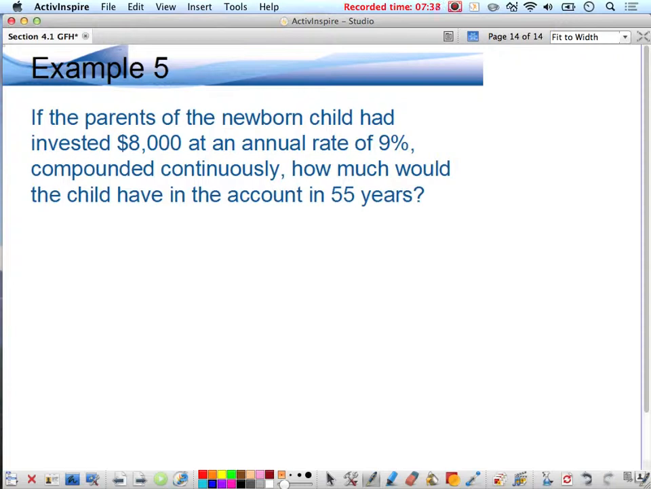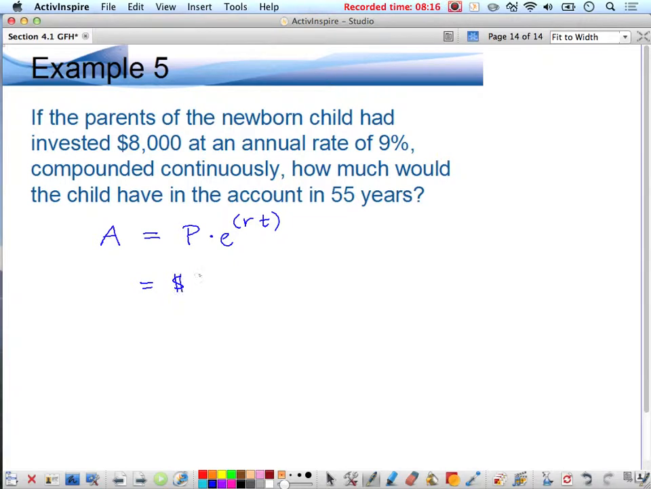Okay, so for the final example, let's say that we take that previous example, the parents of the newborn baby. They do the same basic thing. They take $8,000 at an annual rate of 9% interest, but this time they find an account that compounds the interest continuously. We want to know how much would the child have in the account in 55 years. So this time, instead of k equaling 4, we're going to have continuous interest, which means we need a new formula. P times e to the rt power. Not the kt, the rt. There is no k in continuous interest.